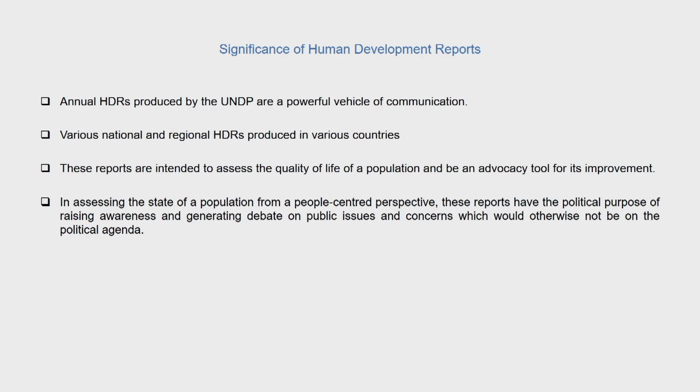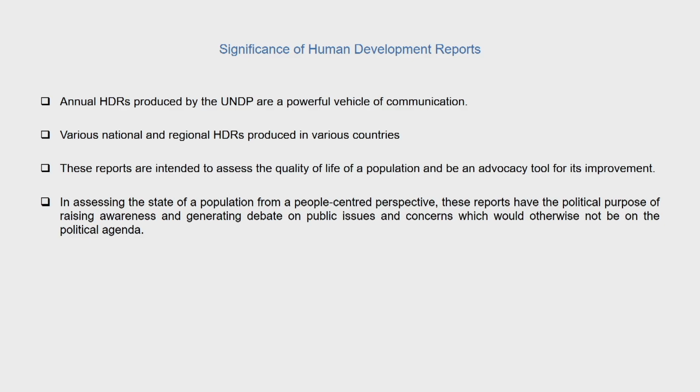Let us spend a little time on the publication of the Human Development Reports of the United Nations Development Programme, the HDRs as we know them, what their significance is and why they have been influential in policy circles in these years. Now, the idea of human development has been circulated in policy circles and public debate for the past 2 decades through the human development reports of the UNDP.